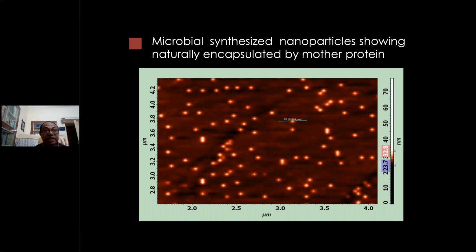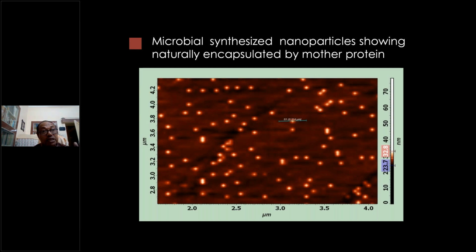And the beauty of this technique is, if you look here, that each and every particle is naturally encapsulated by a mother protein. So unless and until this protein layer breaks, these particles are stable. We found that at room temperature, these particles are stable for at least 1 to 2 years. So it can very well be used for agriculture.